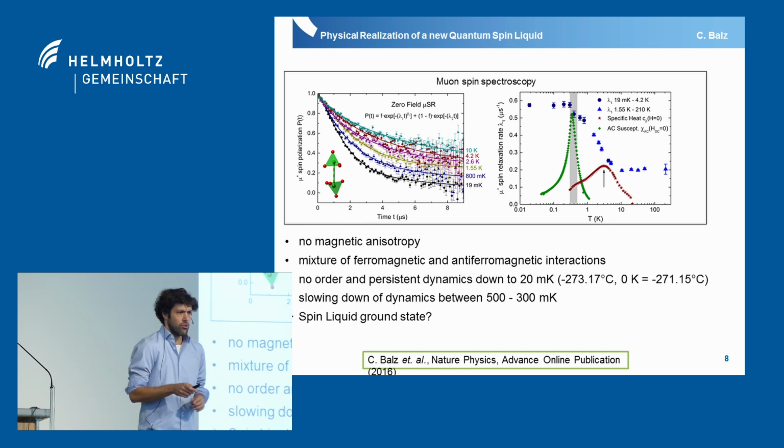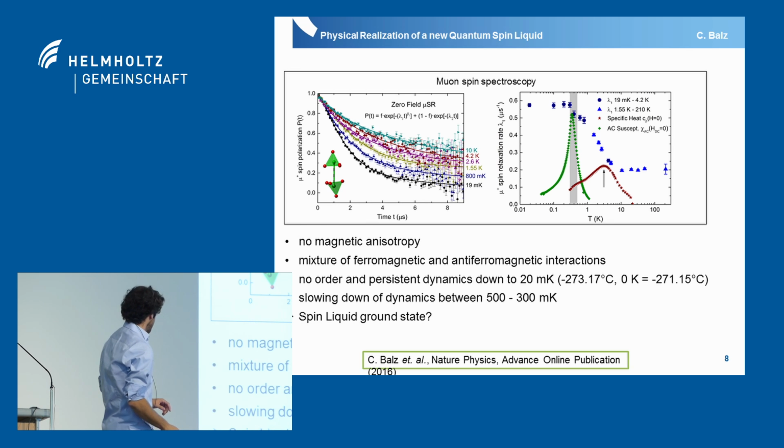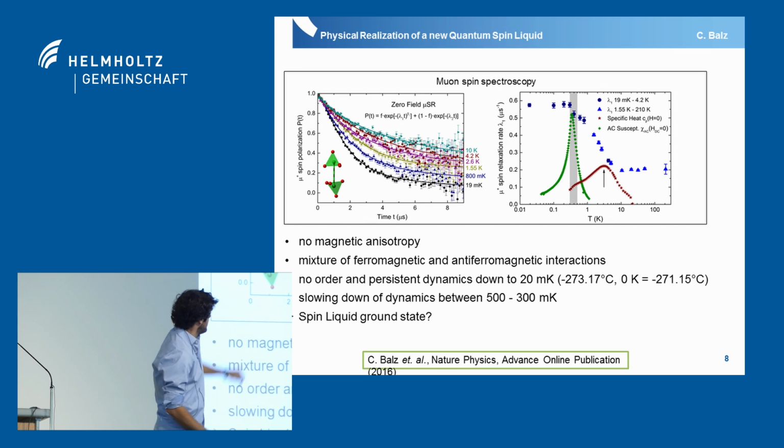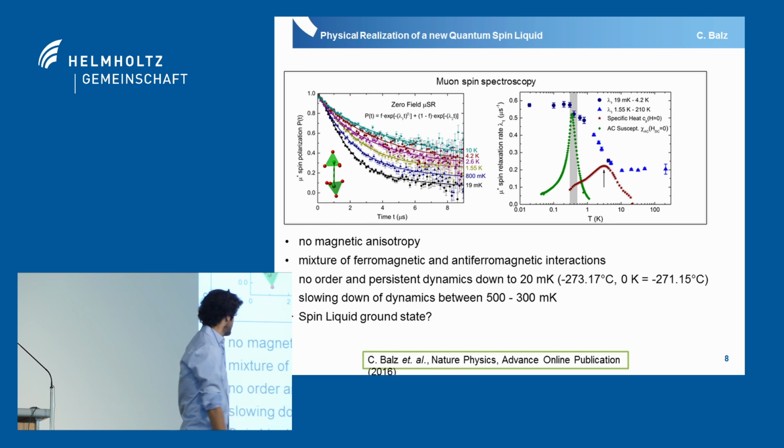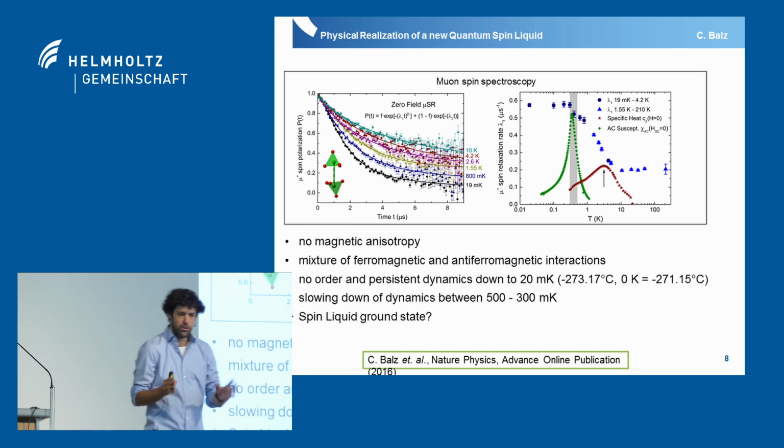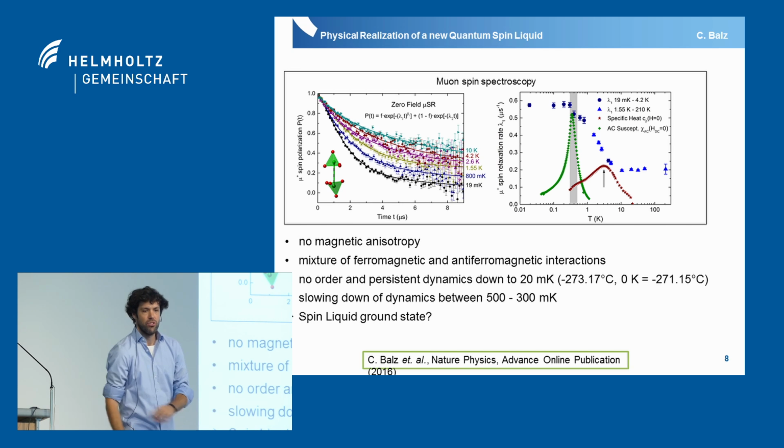No magnetic anisotropy, so that means the spins can actually rotate as they want. And on the right side, I show you that we found a lot of evidence that in the gray shaded region, which is between 300 and 500 millikelvin, we found a crossover into this spin liquid phase, which has this dynamics in the ground state.